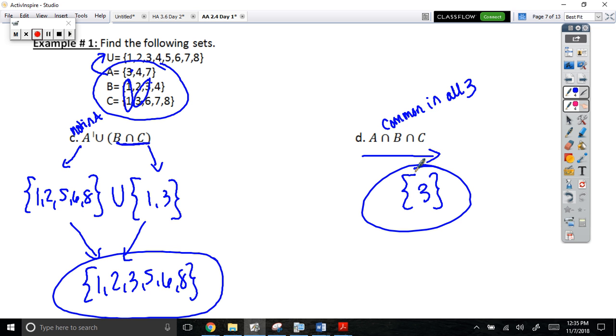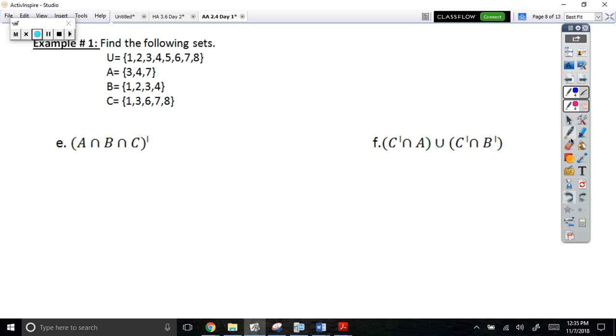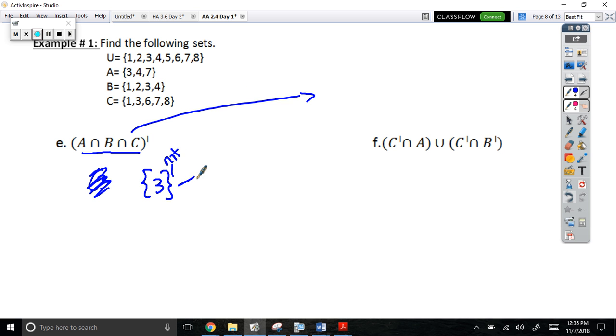Now, if you notice, question E, which is below, looks almost exactly like this, but it has a not symbol. So, bless you, basically everything that's not 3. So we just found this answer from up here. Whoops, why am I putting parentheses all of a sudden? So you find out what's in A and B and C, which is 3. Then we apply the not symbol. Remember, you're comparing it to the universal to say what's missing. So it's missing 1, 2, and then 4 through 8.